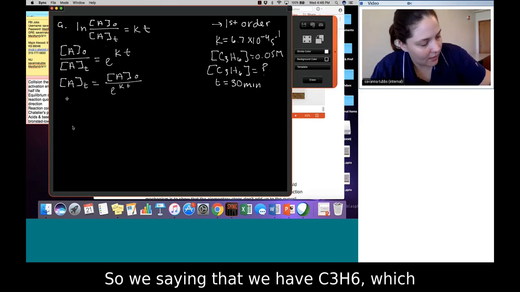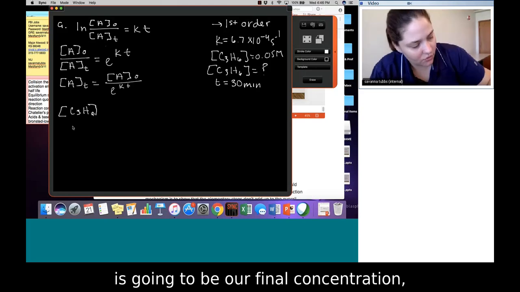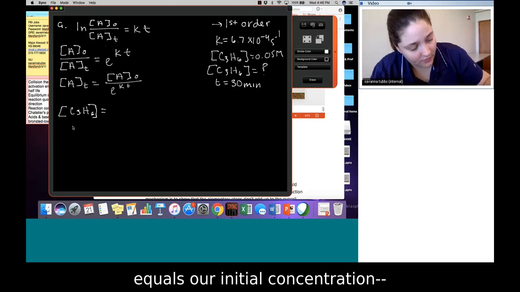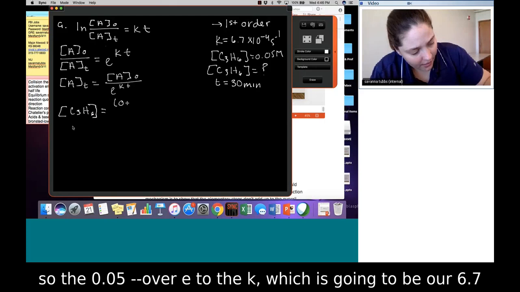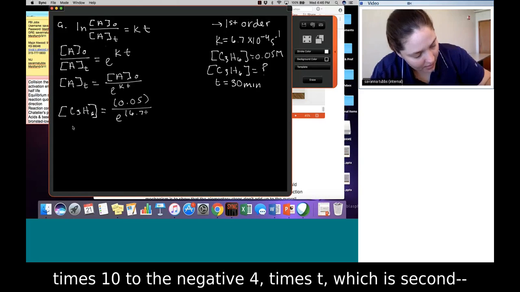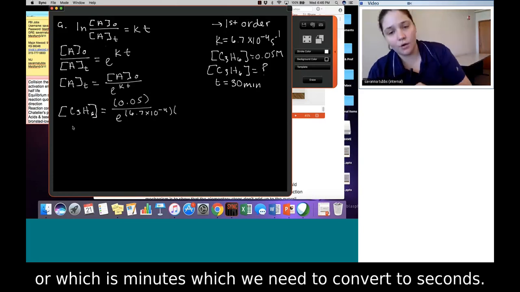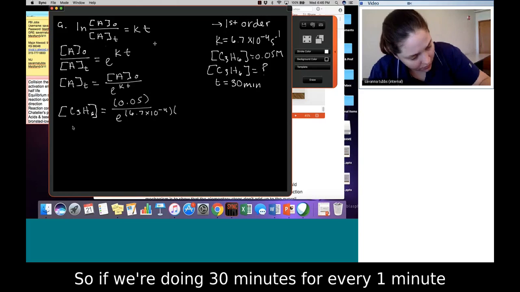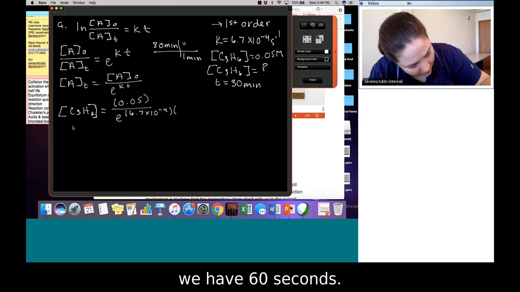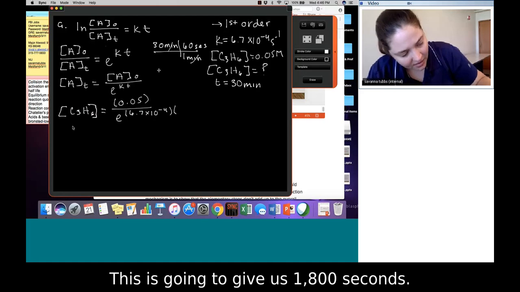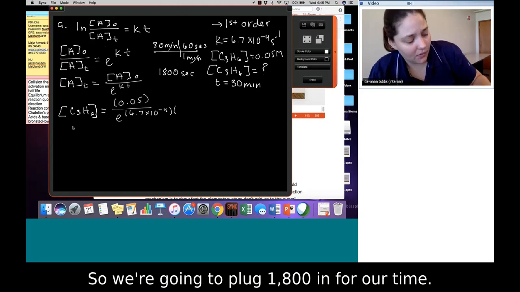So we say that we have C3H6, which is going to be our final concentration, equals our initial concentration, so the 0.05, over e to the k, which is our 6.7 times 10 to the negative 4, times t, which is in minutes, which we need to convert to seconds. So if we're doing 30 minutes, for every 1 minute we have 60 seconds. This is going to give us 1,800 seconds. So we're going to plug 1,800 in for our time.